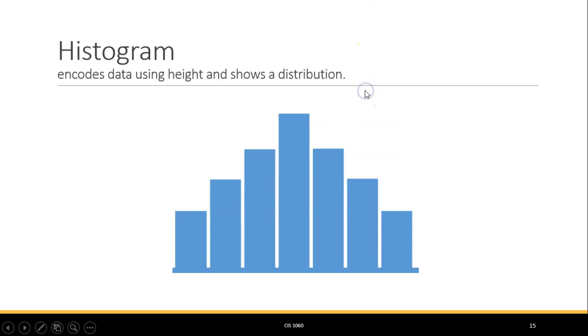All right, here's a histogram, and we spoke about histograms before. This is usually in some kind of bell shape or normal distribution. We've talked about that in the past. I'm looking at the clock, so I'm going to pause right here on histogram, and we'll pick up the rest of the data visualizations in the next video.